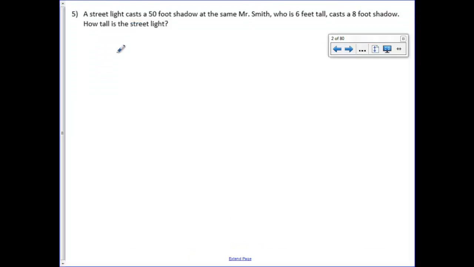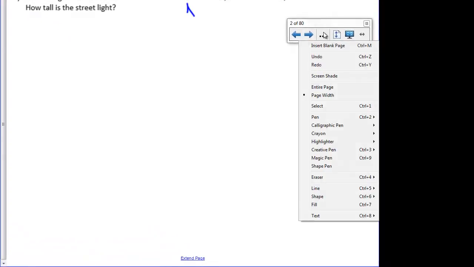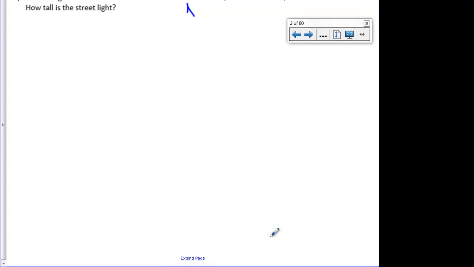Okay, problem number 5. A street light casts a 50-foot shadow. At the same time, Mr. Smith, who is 6 feet tall, casts an 8-foot shadow. So we're going to use proportion, and you want to use the same quantity over the same quantity.